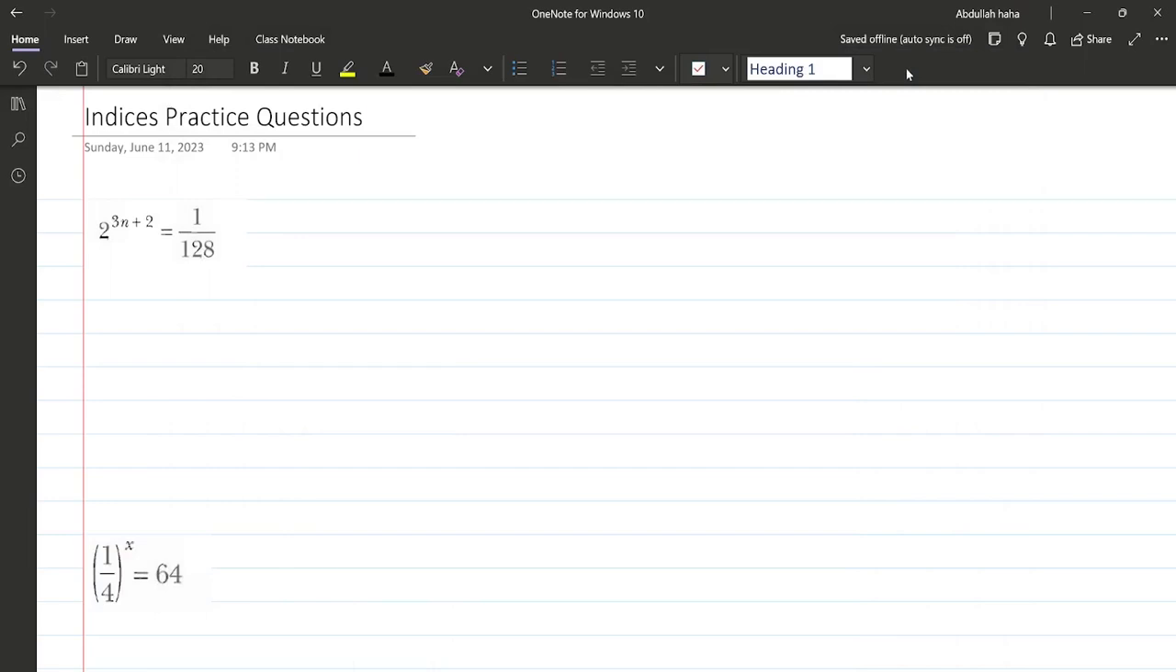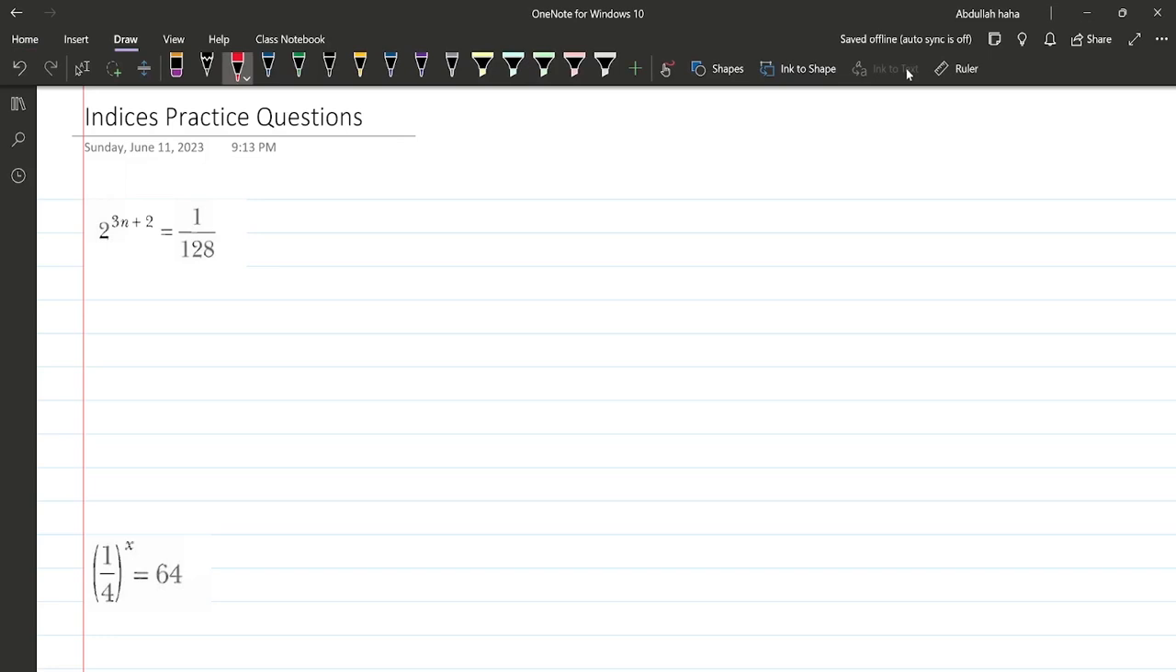First one is 2 to the power 3n plus 2 equals 1 over 128. Let's get started. First of all, we have to make sure both sides, left and right, have the same base. So we can do that: 2 to the power 3n plus 2 is equal to 1 over 2 to the power 7. If we do 2 to the power 7, we get 128.